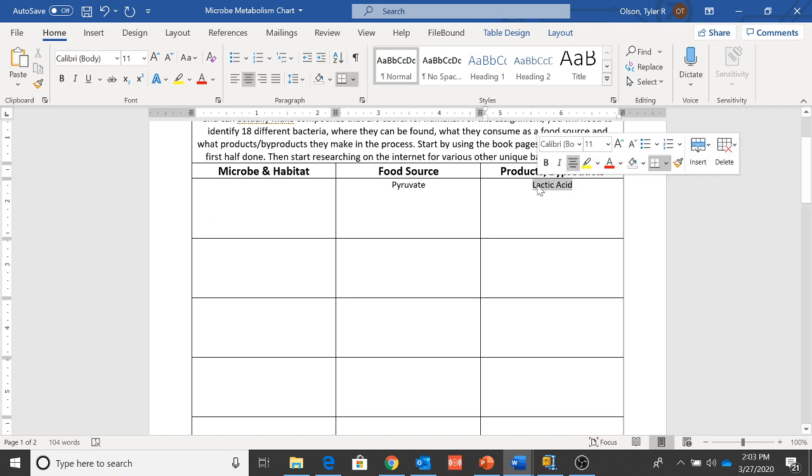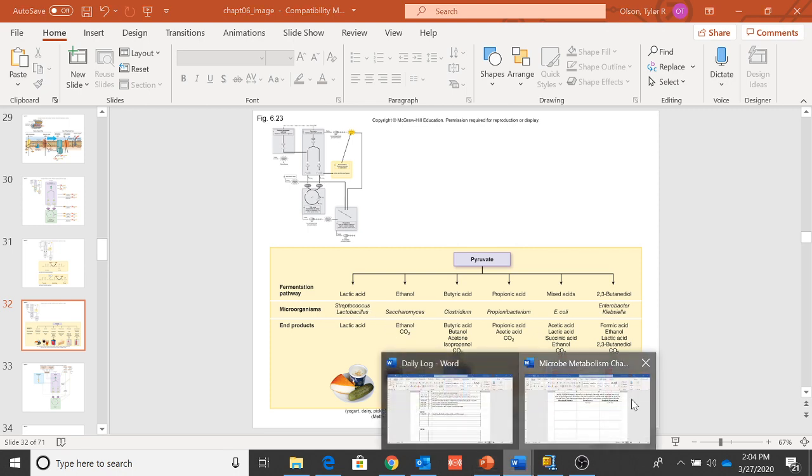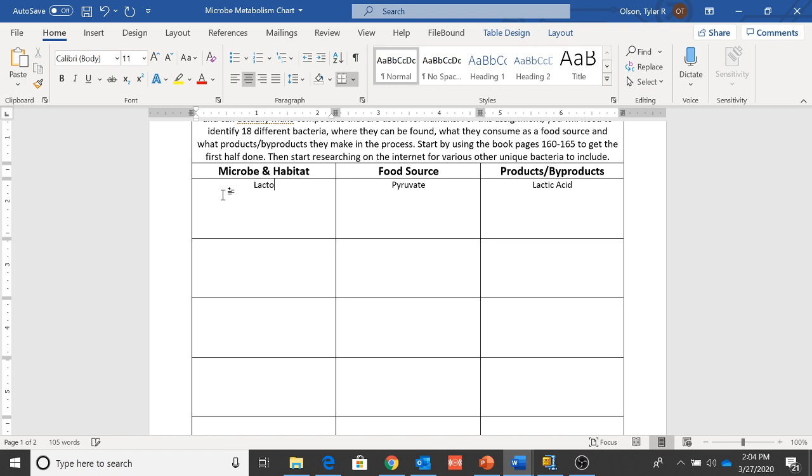Oftentimes, these lactic acid producing bacteria are really, really common in a lot of food products. Yogurt is a result of this lactic acid fermentation as you ferment lactose sugar. Our microbe, it says in our book here, is Streptococcus or Lactobacillus. I'm going to use Lactobacillus. And it's really as simple as that. The only other thing we have to add is the habitat.